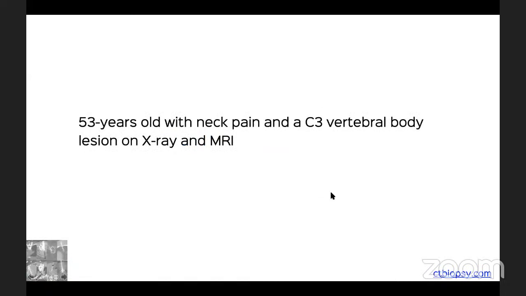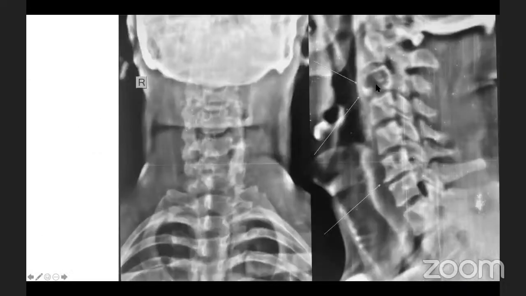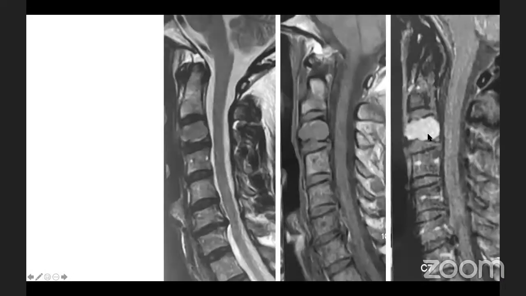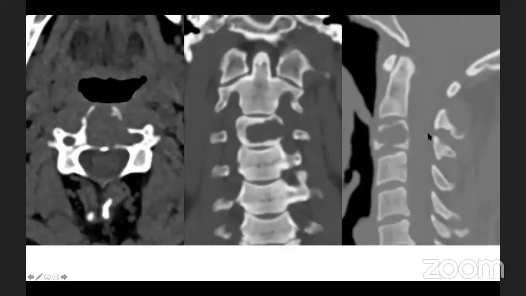So let's look at this case, a 53-year-old with neck pain and a C3 vertebral body lesion. And you can see the osteolytic lesion here. There's a small fracture as well. It was an expansile lesion, nothing specific about the lesion. It could be a plasmacytoma, metastasis, you know, the usual differential that we have, inclusive of a giant cell tumor at this age. And you can see what it looks like on the CT scan.